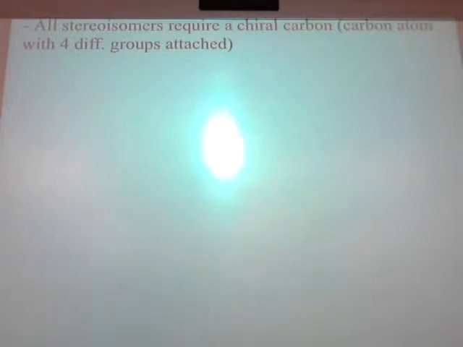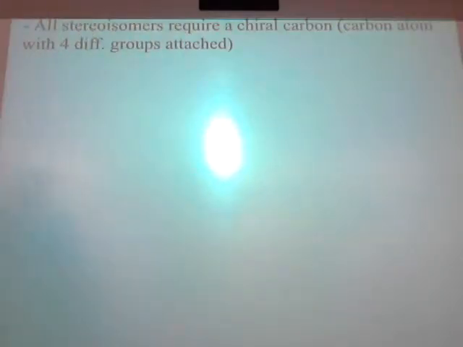All right, all stereoisomers are going to require a chiral carbon. That is, a carbon with 4 different things attached. If you look at all the examples I just showed you, they had to have a carbon in there that had 4 different things on it. Otherwise, you could superimpose them. So the first thing I'm going to teach you how to do is to recognize what's a chiral carbon.